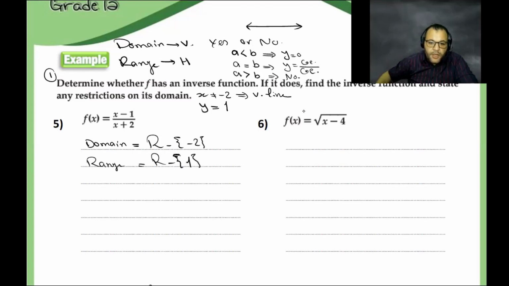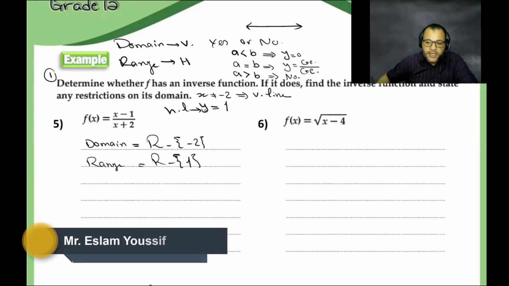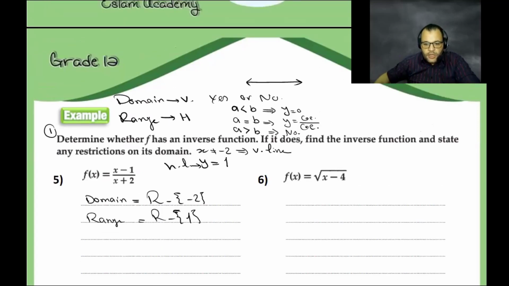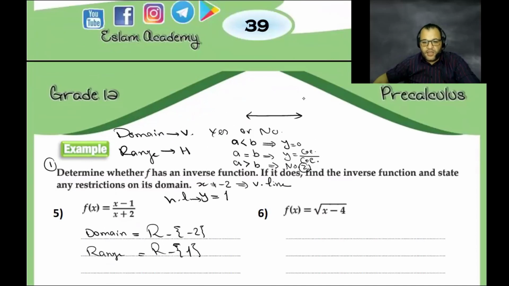Why except 1? Because we have a horizontal line of asymptote. It means the graph is not defined at this number. That's the first point. Now there is a value of the inverse as a function. So question number 2 now: find the inverse.